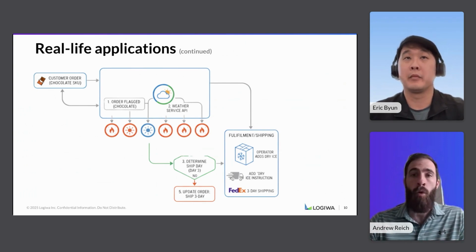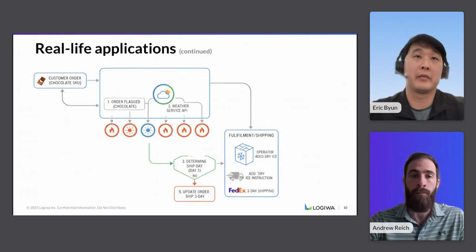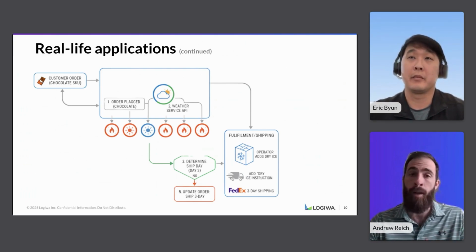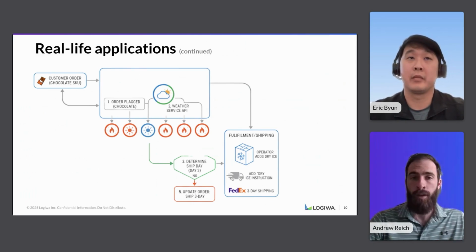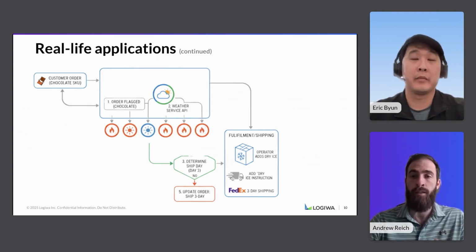So, a customer who ships gourmet chocolates needed to prevent them from melting in transit. With their headless WMS, they implemented a pretty brilliant automated solution. So, I'll walk you through the flow here. When an order with a chocolate SKU comes in, a webhook alerts a custom application. This application uses the WMS APIs to get the delivery address. It then makes an API call to a third-party weather service to get the forecasted temperature at the destination. If the temperature is above a certain threshold, this application sends an instruction back to the WMS via another API call to add dry ice to that order before it gets shipped.